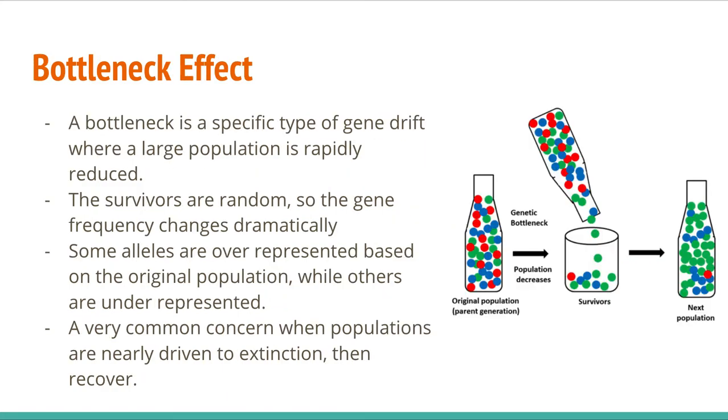A specific type of genetic drift that we commonly discuss is called the bottleneck effect. The bottleneck effect is a type of genetic drift where a large population is rapidly reduced. Oftentimes this is a result of, again, natural disaster, human interference, or habitat destruction. But it can arise in many different ways.